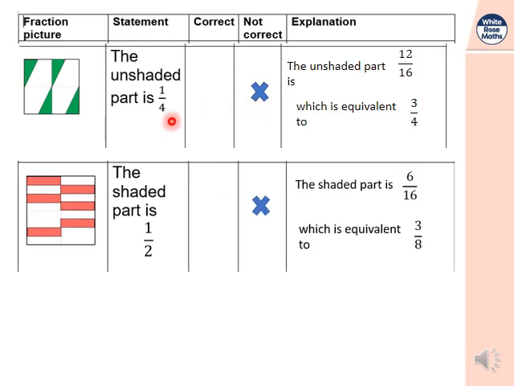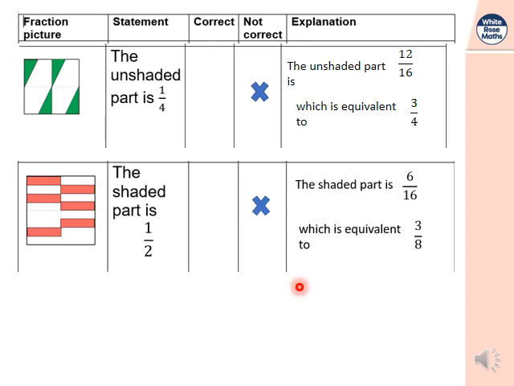Here are your answers. So first question says that the unshaded part is 1/4. Well, in actual fact, that was not correct. The unshaded part was 12/16, which is equivalent to 3/4. And for the final one, it says the shaded part is 1/2, when in actual fact that's not true. The shaded part is 6/16, which is equivalent to 3/8. Well done if you had a go at those extra challenges. We're going to put some of those in for you to try each day now.